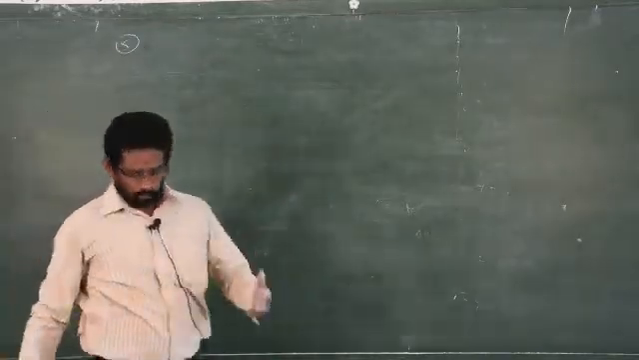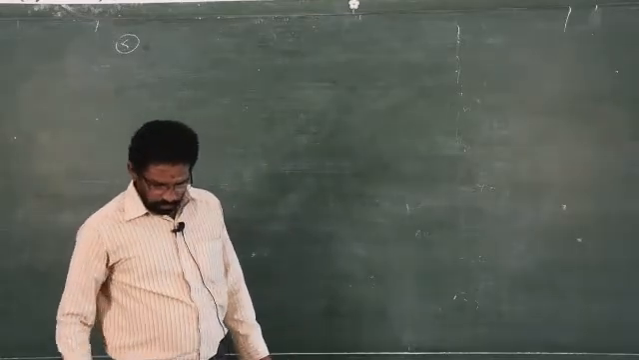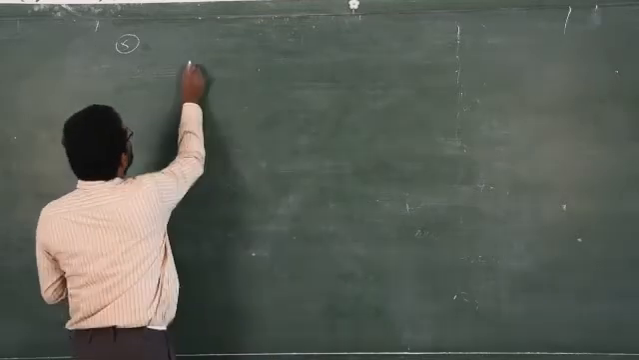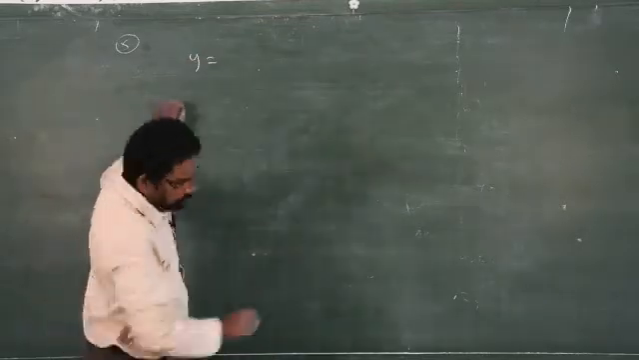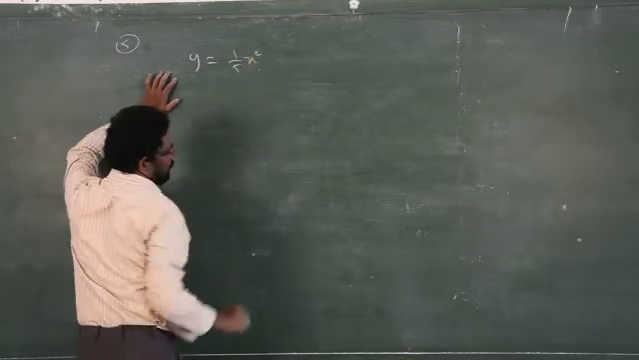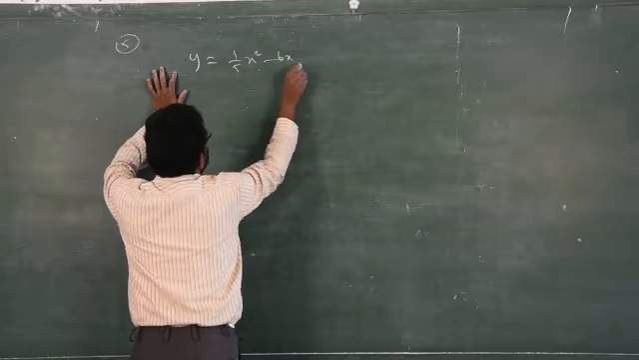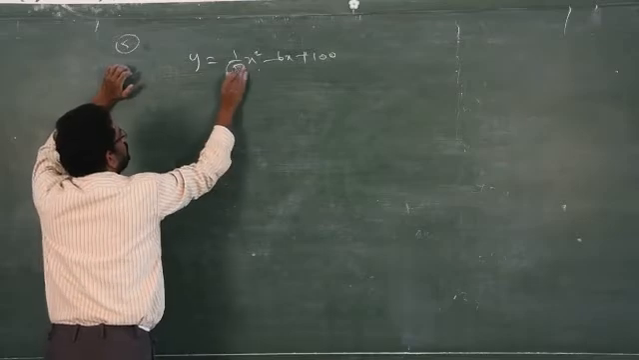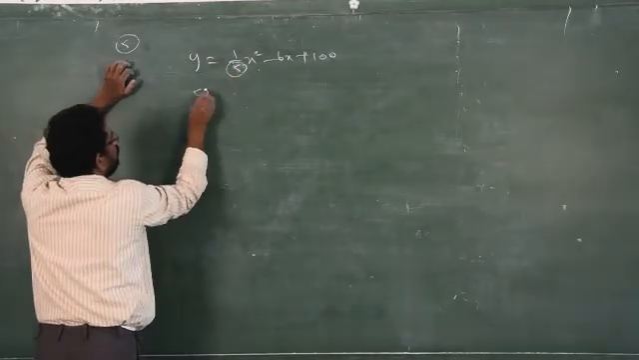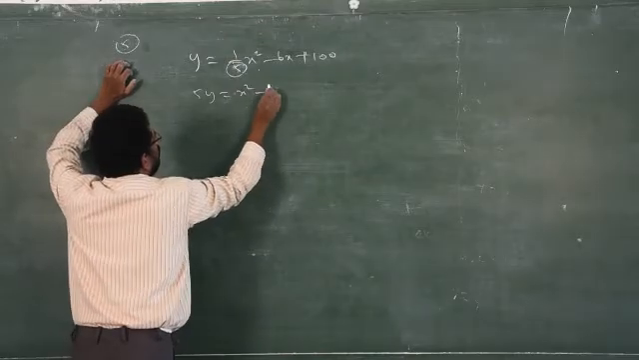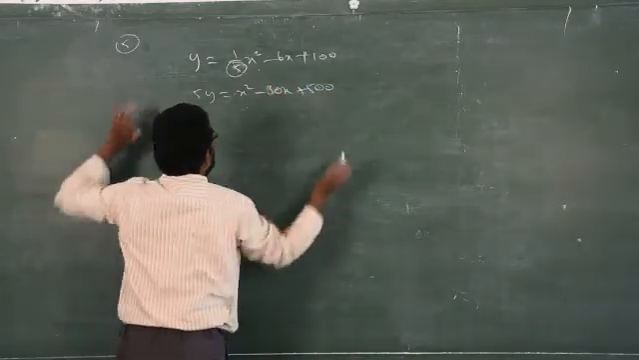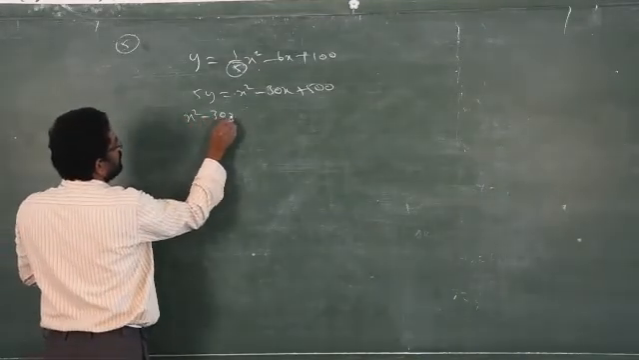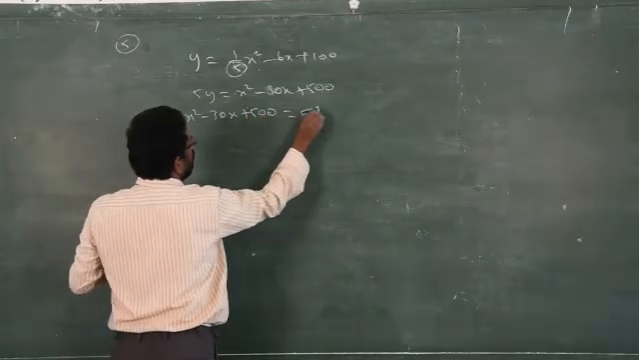Sum number 5. This is an application of the parabola. The average variable cost is 1 by 5 x square minus 6x plus 100. Consider the given equation y is equal to 1 by 5 x square minus 6x plus 100. We have denominator 5, so multiply everything by 5: 5y equals x square minus 30x plus 500. Clear? As usual, rewrite it as x square minus 30x plus 500 is equal to 5y.